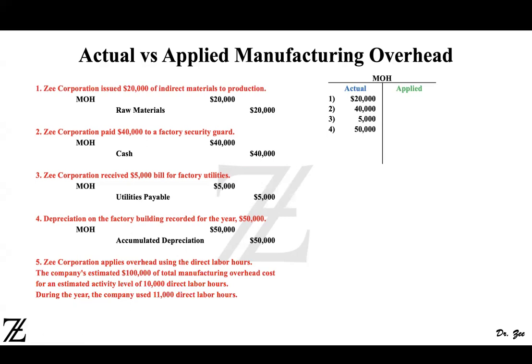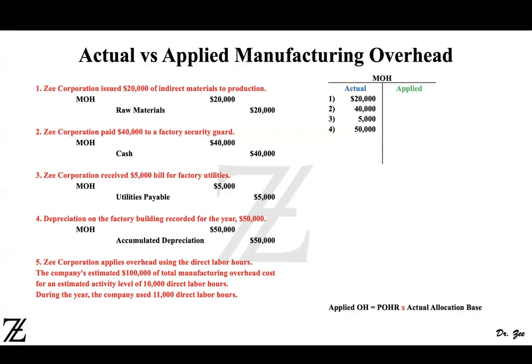But in this case, because it's MOH, you have to avoid seasonal fluctuation, so you are going to estimate at the beginning of the year. So the company is estimating that they are going to incur $100,000 cost in MOH, and they are also estimating that during the period they are going to use 10,000 direct labor hours. They apply overhead based on direct labor hours. But in actual, the company incurred 11,000 direct labor hours. They used more direct labor hours than they budgeted. So let's calculate the applied overhead based on that.